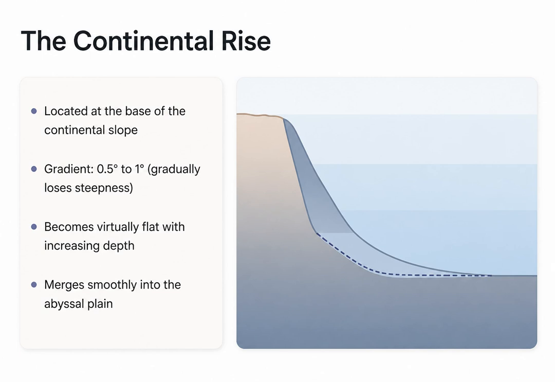Think of it as a massive wedge of sediment that has tumbled down the slope over millions of years and piled up at the bottom. As you travel further out, this rise becomes flatter and flatter until it seamlessly merges with the deep ocean floor.